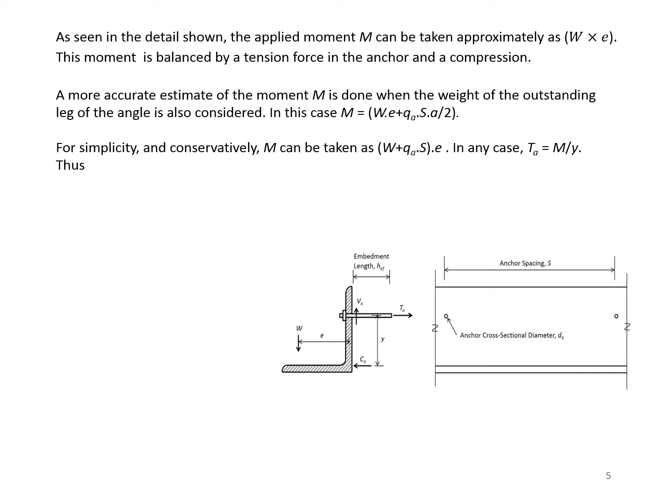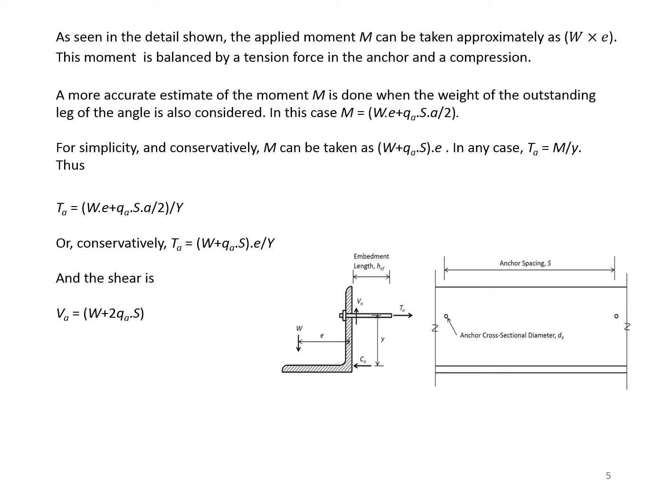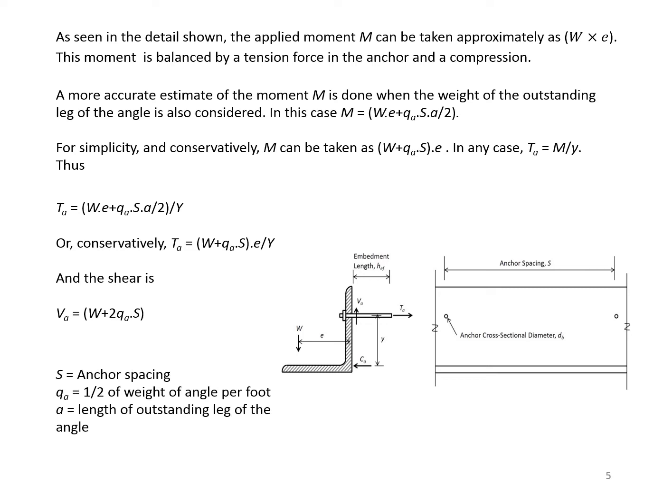For simplicity and conservatively, M can be taken as W plus QA S times E. In any case, the tension force in the anchor, TA, is equal to the moment divided by Y. Therefore, TA is equal to W times E plus QA SA over 2 divided by Y, or conservatively as W plus QA S times E divided by Y. And the shear force is W plus 2 QA times S.